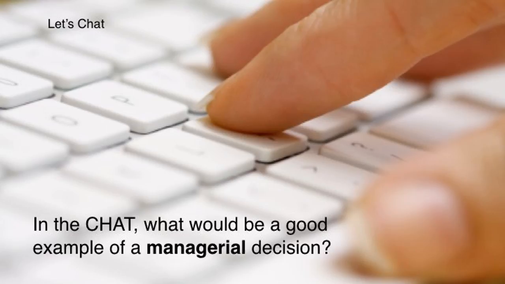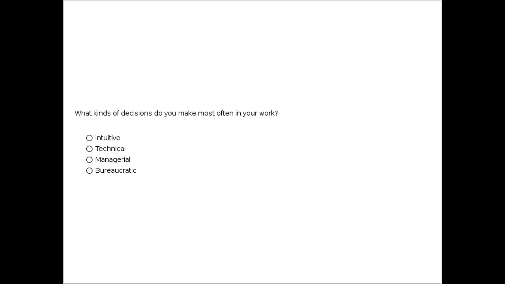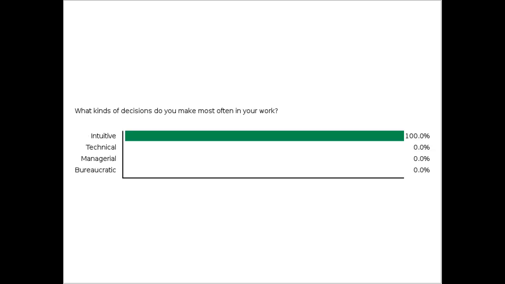While we're waiting for everybody to jump in on the chat, let's go to the next survey. The next survey says, what kinds of decisions do you make most often in your work? So you have 4 choices here: intuitive, technical, managerial, and bureaucratic. Feel free to vote here as we wait for answers to come in for our last question. Give you about 5 seconds more here.